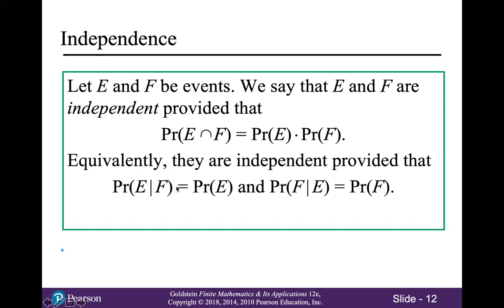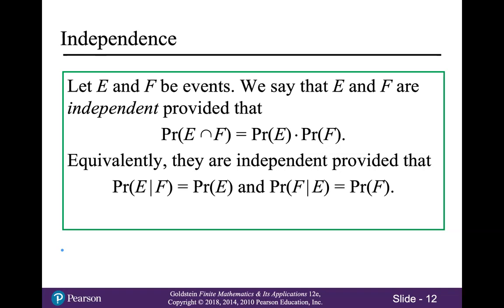Equivalently, two events are independent provided that the probability of E given F is equal to the probability of E, and the probability of F given E is equal to the probability of F. So what it really means for two events to be independent is that knowing that one event has occurred does not give you any information about how likely it is for the other event to occur. In other words, it doesn't make it any more or less likely.